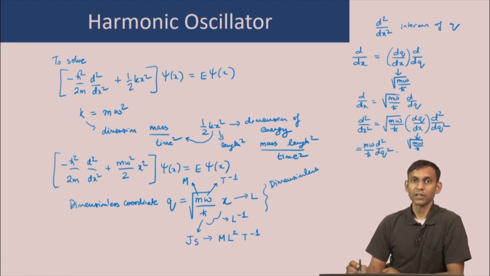Using this expression, we will now write the Hamiltonian in terms of the dimensionless coordinate q and solve the Schrodinger equation for the dimensionless coordinate. And in the end, we can always come back to the coordinate x by using the conversion factor. The reason we use the dimensionless coordinate is to simplify the math which will follow in the ladder operator approach, and we will understand this in detail as we proceed.